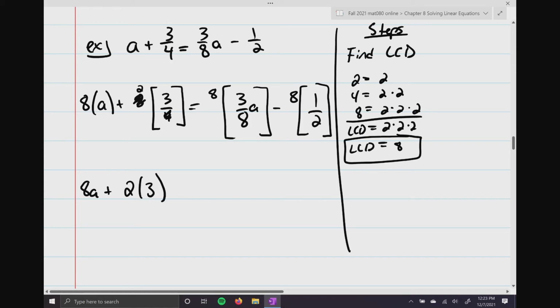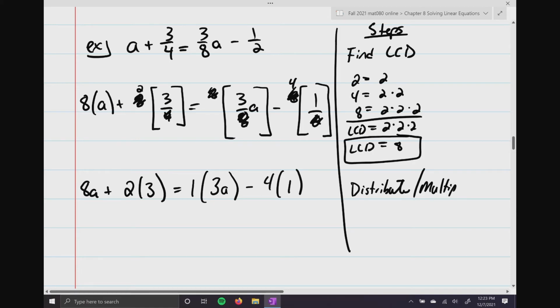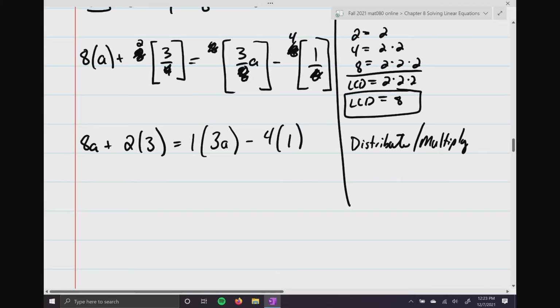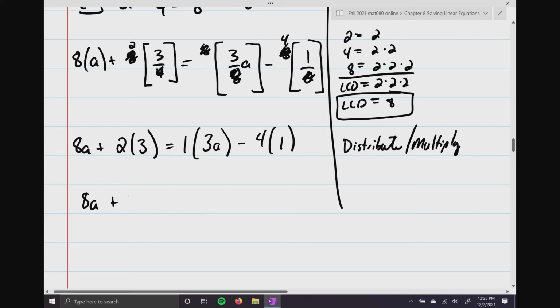So we got 2 times 3 equals. Now, 8 divided by 8 is 1. And write whatever's left over inside the parentheses. Minus 8 divided by 2 is 4. And write whatever's left over inside the parentheses. Now, we're just going to go ahead and distribute because we see parentheses. And really, if you think about it, distribute is just another word for multiply. So I get 8a plus 6 equals 3a minus 4.